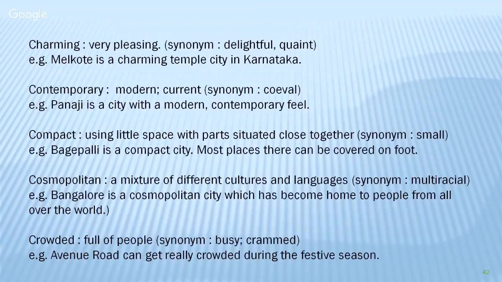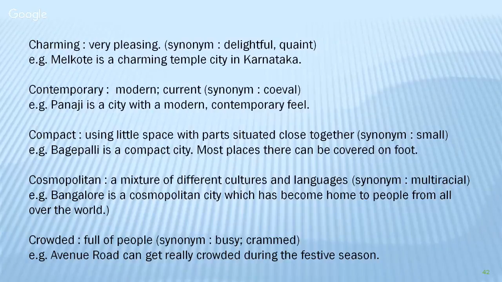Charming, very pleasing. A place that makes you feel happy when you see it. Delightful, quaint. Melkote is a charming temple city in Karnataka. Contemporary, modern, current. Synonym, coeval. Panaji is a city with a modern, contemporary feel. Compact, using little space with parts situated close together. Synonym, small. Bagepalli is a compact city. Most places there can be covered on foot. It's a very small town, and you can walk almost anywhere in Bagepalli.